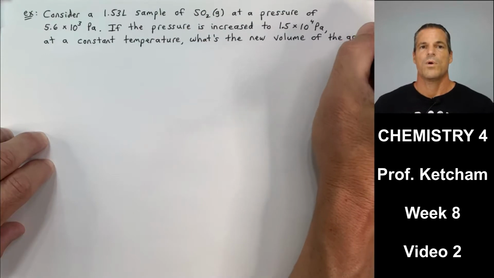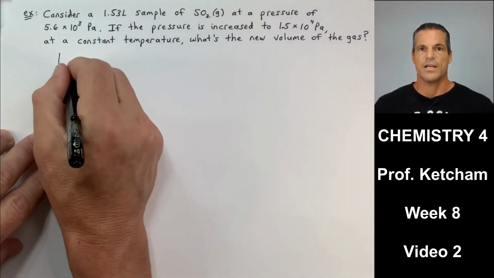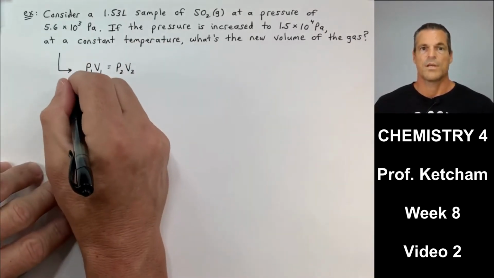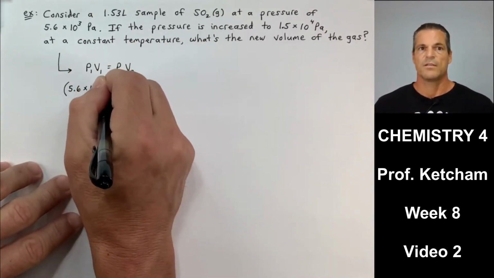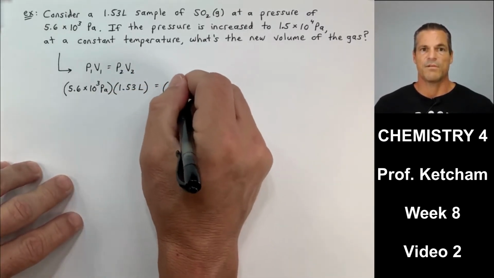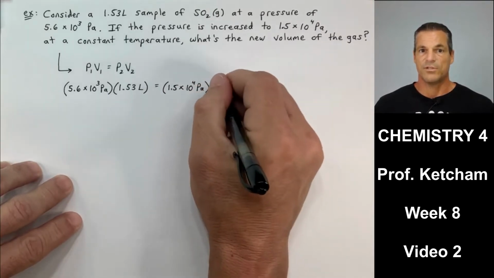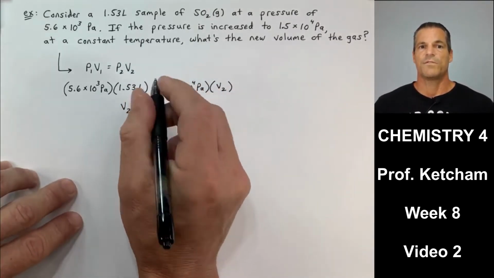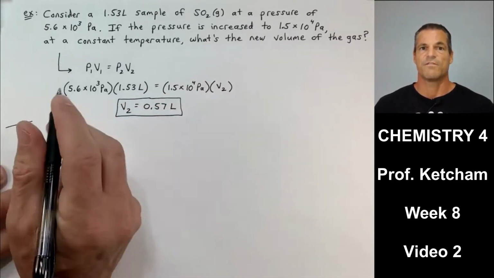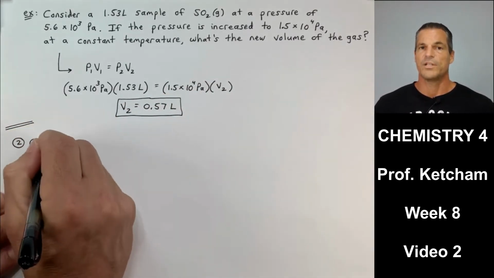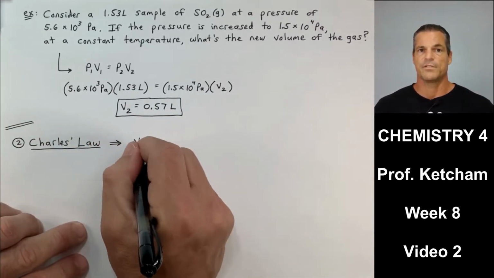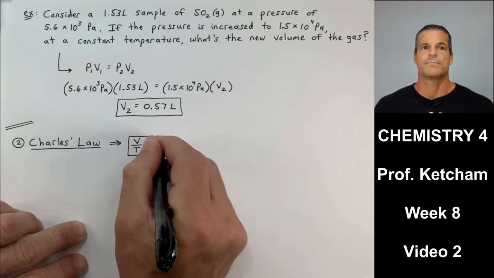In reading the example, we know that the relationship they're talking about here is pressure and volume. Constant temperature is the condition we need. So it's P1V1 equals P2V2. I plug in my P1, my V1, and my P2, and I solve for V2. 0.57 liters, 2 significant figures. The pressure went up, which is why I expected a volume less than 1.53 liters. The V2 is 0.57 liters.